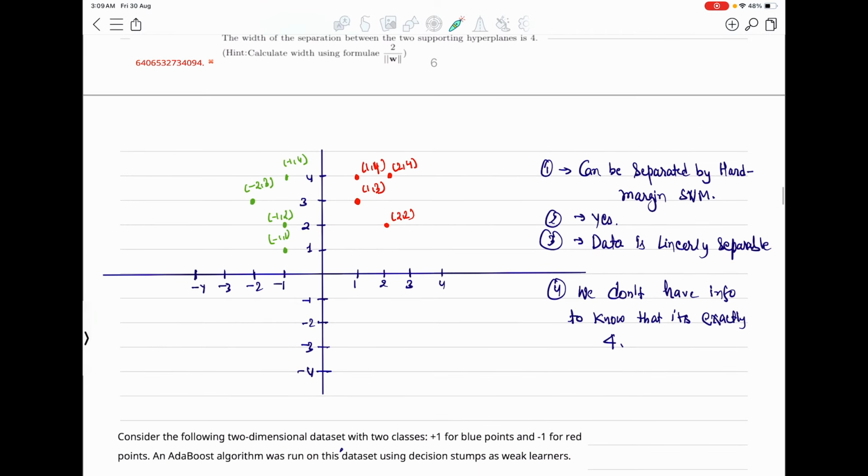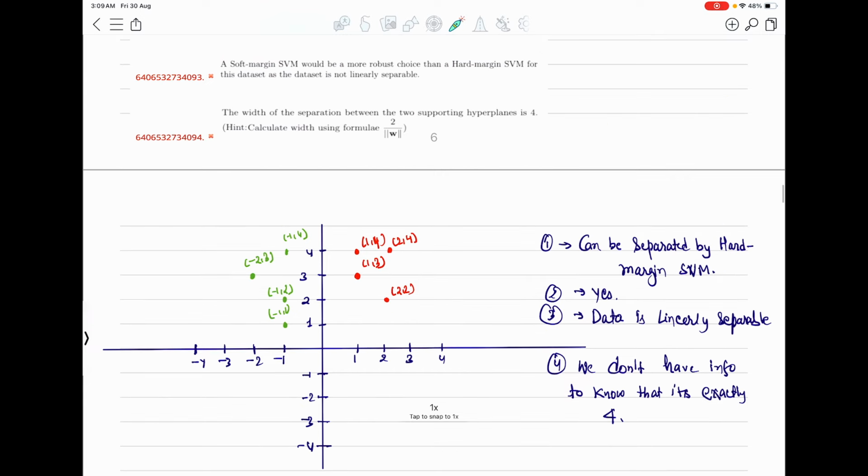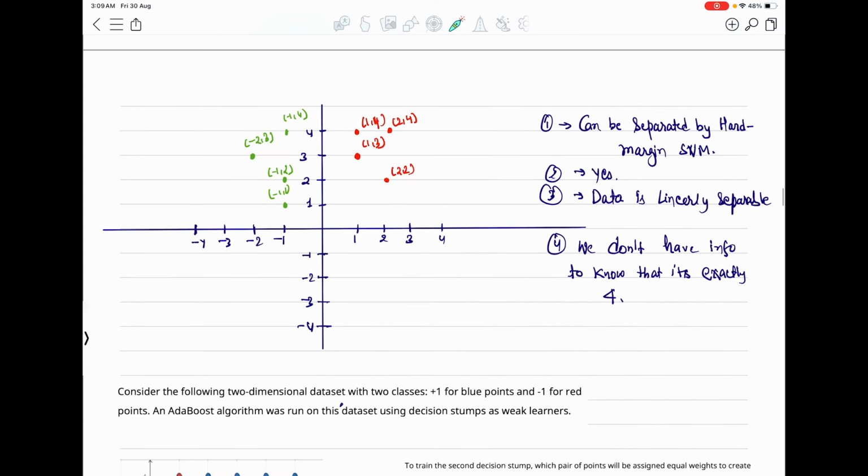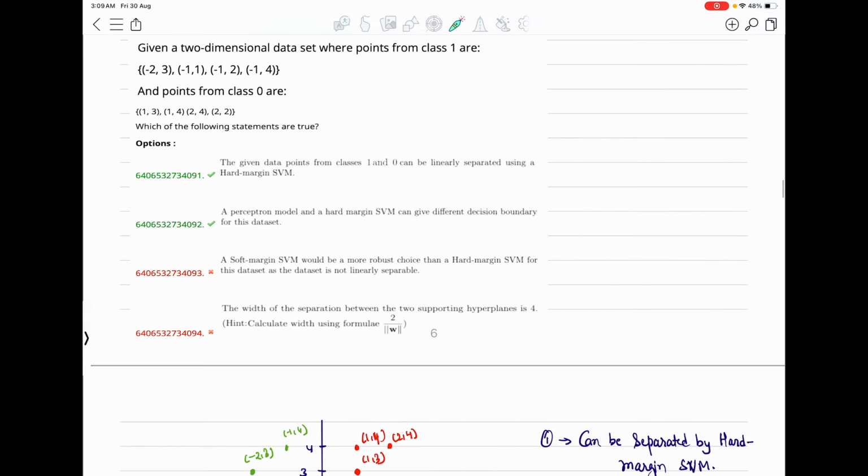Okay, so let's first plot the data set. When we plotted this data set, these all are class 1 and class 0. So we can see that we can linearly separate this data set. So yes, it is linearly separable, so we can use a hard margin. So our first option is basically the correct option, that is, we can separate it using a hard margin SVM.